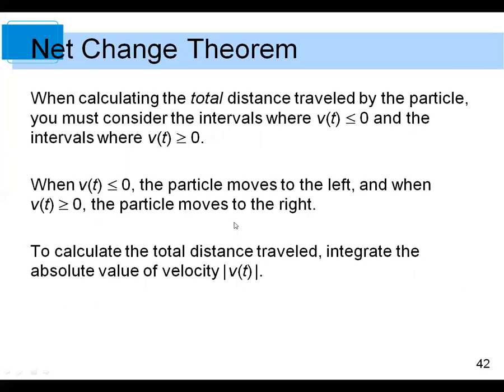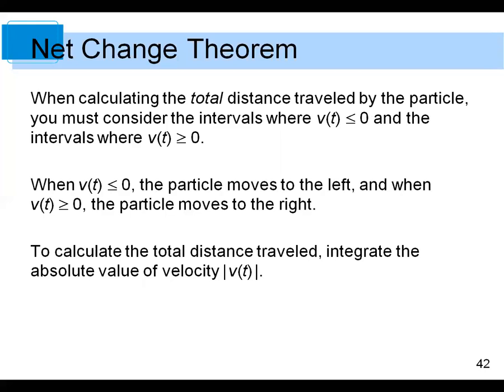Okay? So the definite integral of velocity represents the net change in position of the object, or the displacement of the object. When calculating the total distance traveled by the particle, you must consider intervals where the velocity is negative and intervals where the velocity is positive. When the velocity is negative, the particle is moving to the left, so it's kind of backtracking. And when the velocity is positive, the particle moves to the right.